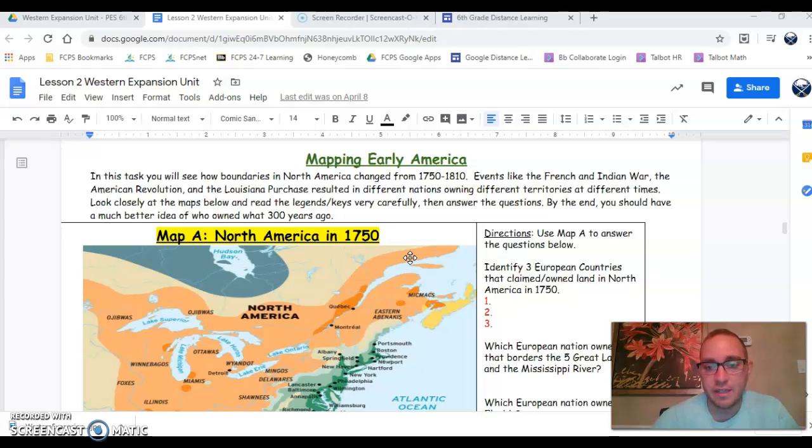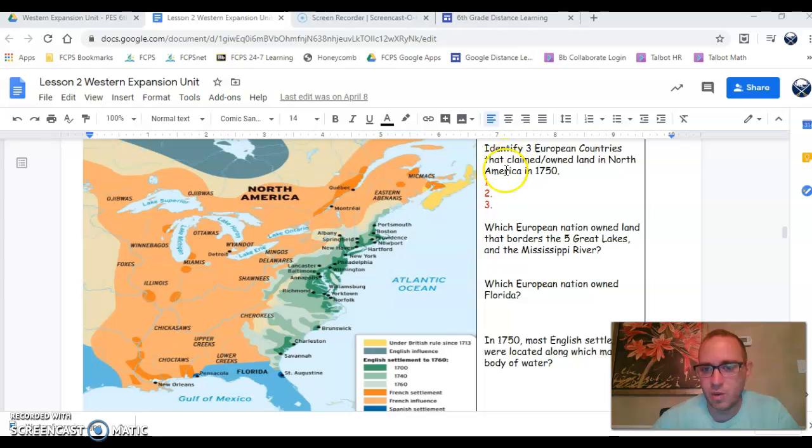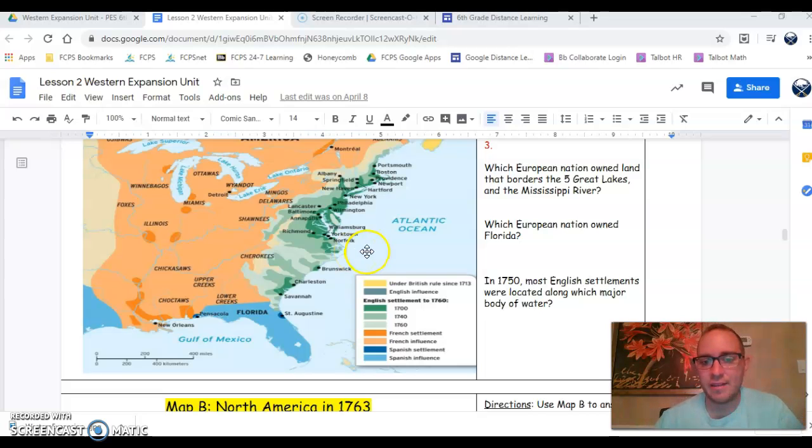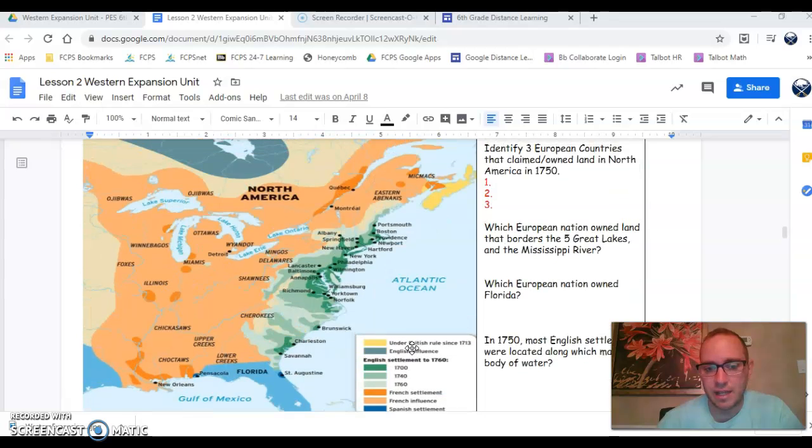Okay, and in this activity, you're going to start off by looking at a map of North America in 1750. Of course, that's before the American Revolution. And to answer these questions here, you really have to look very closely at the maps. You have to look very closely at the key or legend of the map, too, to make sense and answer the questions to the best of your ability.